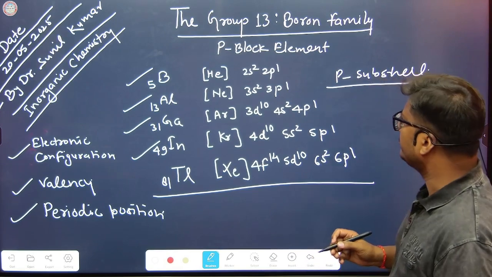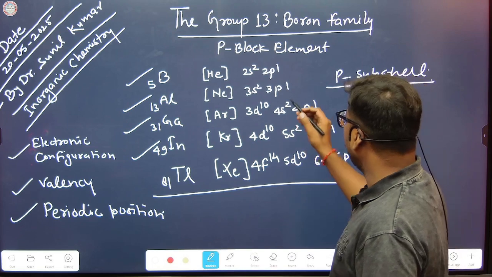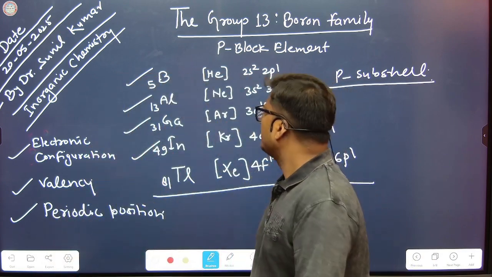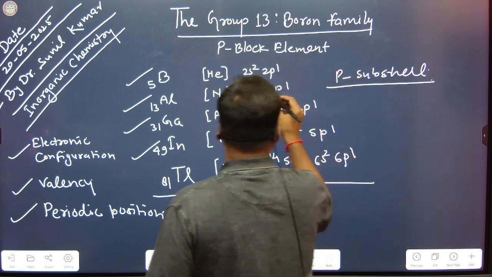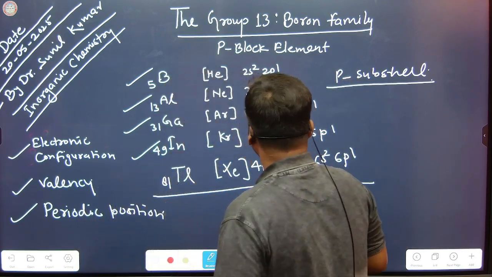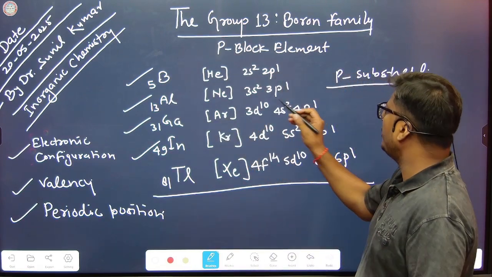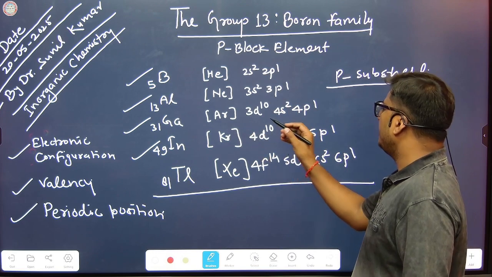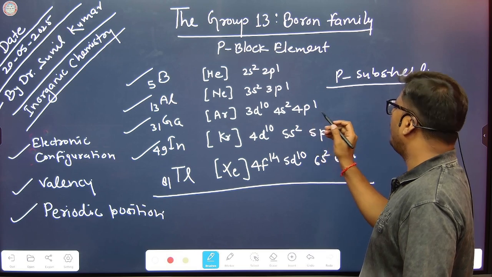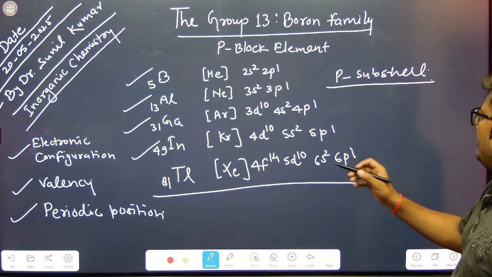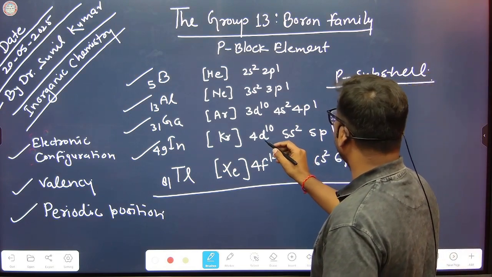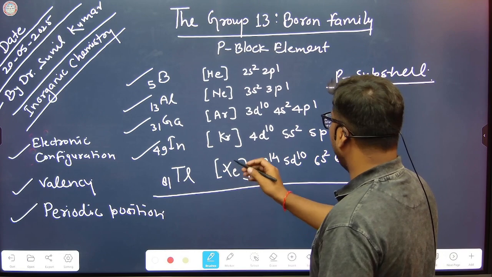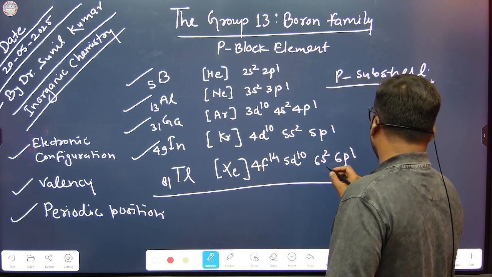Because of the presence of the last electron in the p subshell, all these elements are called p block elements, right? Because here it is 2s2 2p1, right? And for aluminum, the outermost configuration is 3s2 3p1, okay? For gallium, it is 3d10 4s2 and 4p1. Similarly for indium, the outermost configuration is 4d10 5s2 5p1. And for thallium, it is 6s2 6p1.